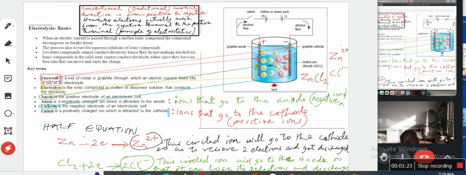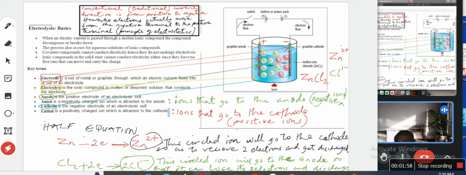What else can I say about it? Ionic compounds, let me remind you. Ionic compounds are formed when a positive ion joins with a negative ion, like sodium combining with chlorine. And they don't conduct electricity because their ions can't move.